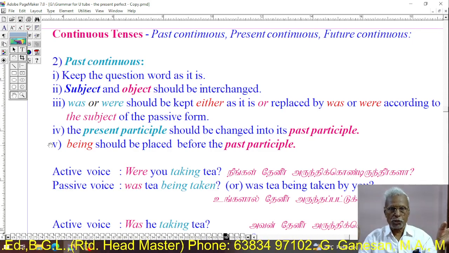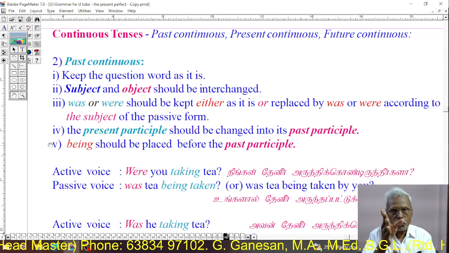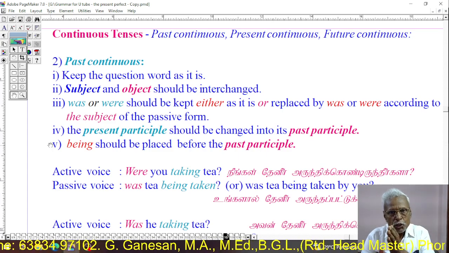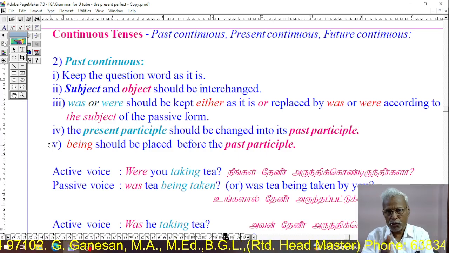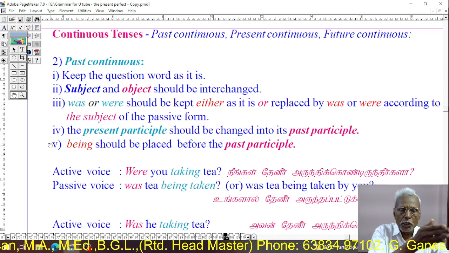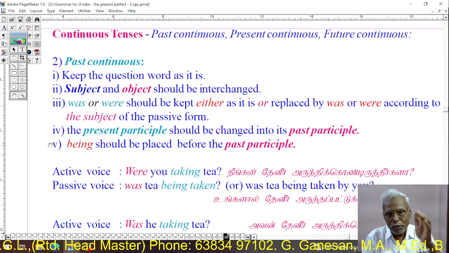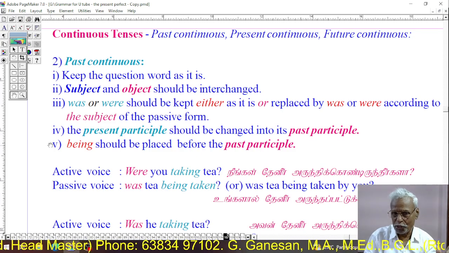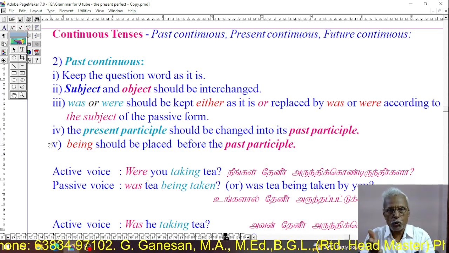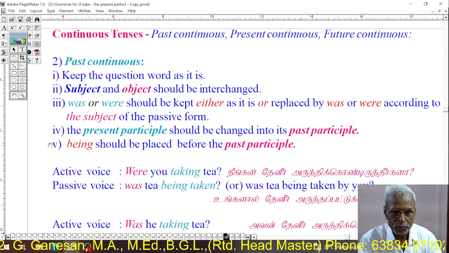When we change an active question into a passive question, we have to keep "was" or "were" as it is, according to the subject. Then the present participle should be changed into its past participle, and before the past participle, "being" should be placed, as we did in the present continuous tense. So these are the rules. That's all. Two verbs, three verbs.